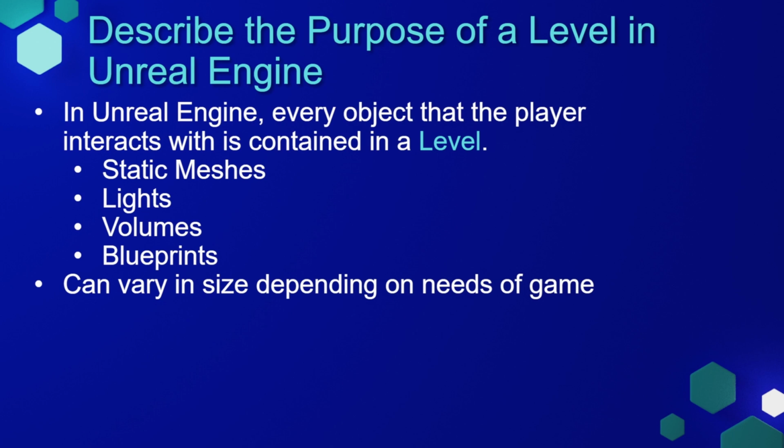In Unreal Engine, every object that a player interacts with is contained in a level. This includes every static mesh, light, volume, blueprint. Everything is contained within a level. And levels can vary in size depending on the needs of your game. So you can have one gigantic level where everything's all together, or you can have smaller levels that break up the various scenes into more manageable chunks. It really comes down to the needs of your game.